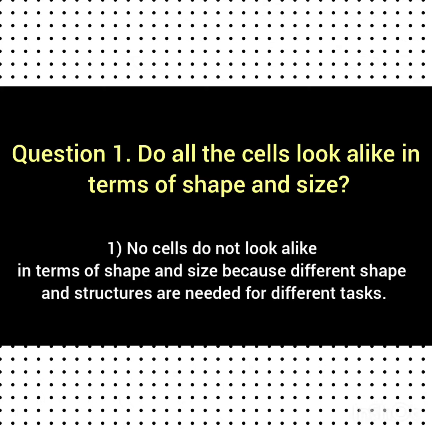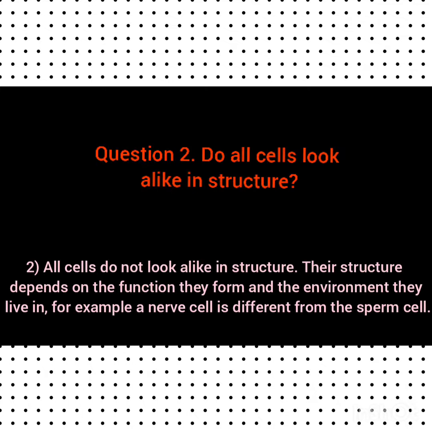You can see the question and the answer is no, cells do not look alike in terms of shape and size because different shapes and structures are needed for different tasks. Question second is written here. The answer to question second is all cells do not look alike in structure. Their structure depends upon the function they perform and the environment they live in. For example, a nerve cell is different from a sperm cell.